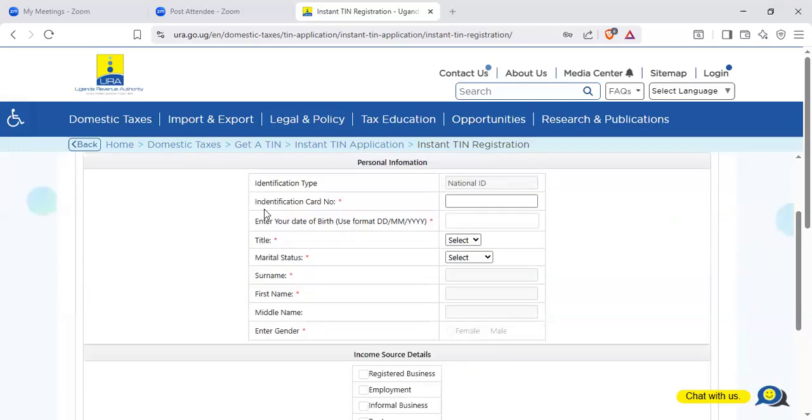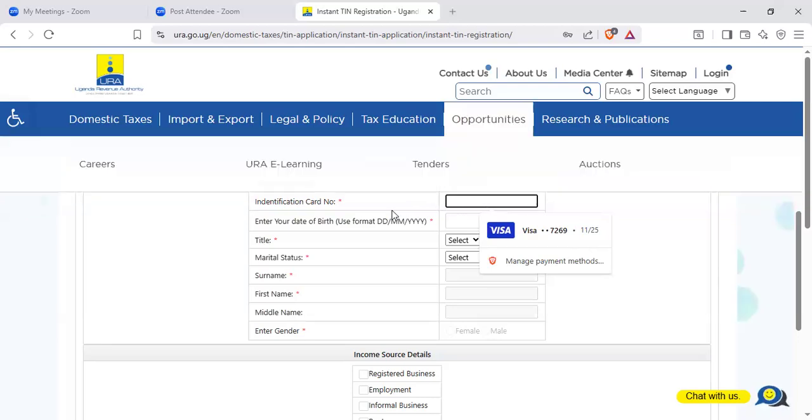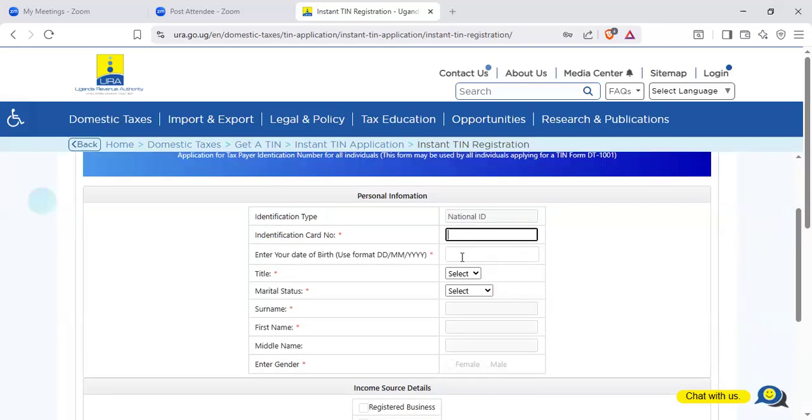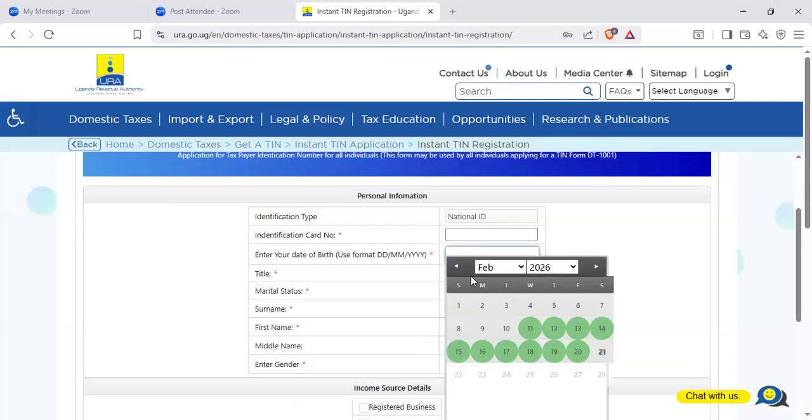Okay, so first they ask you the identification card number. So you must put it here. Your identification card number, you indicate. If you don't have it, then it becomes hard for you to proceed because there is a red star. You must indicate because there is a red star, you must indicate your new format. You follow this format.